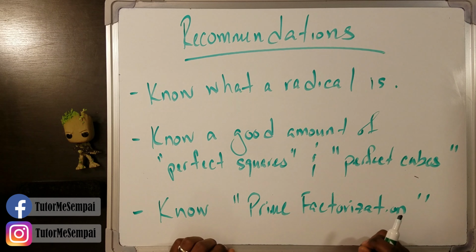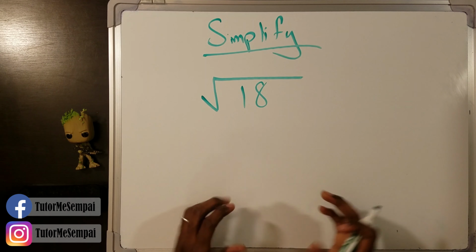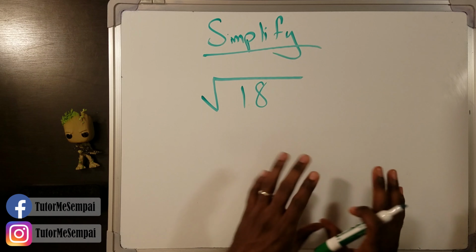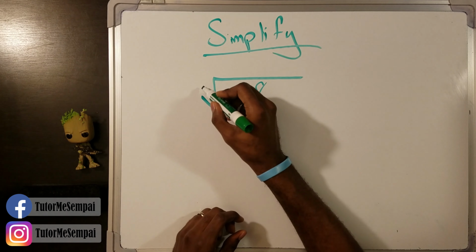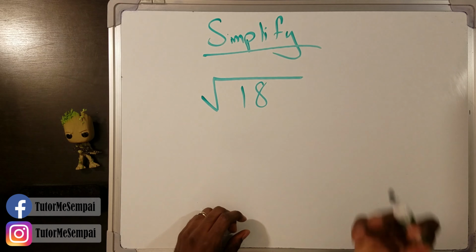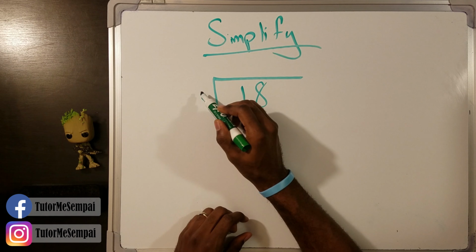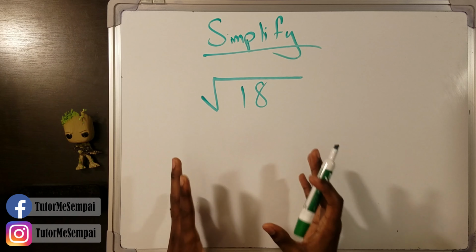So let's jump into a very easy example to see how knowing a good amount of perfect squares will be useful. Here we have the square root of 18. Now, if you recall in my last video on what a radical is, you don't necessarily have to see the index for a square root. We know that's an understood 2. So this is our square root of 18.